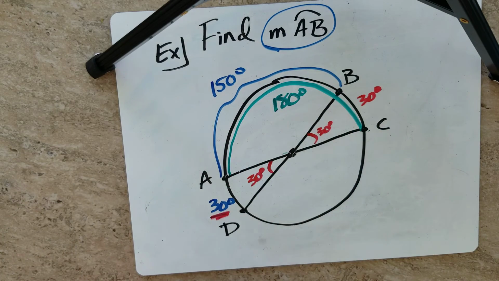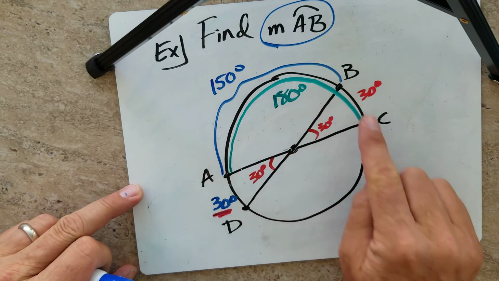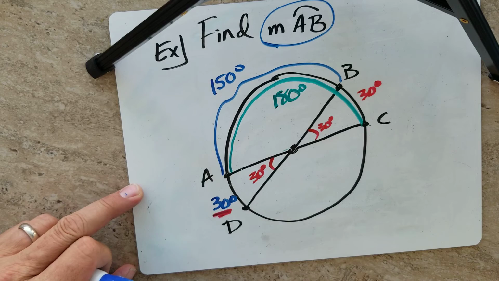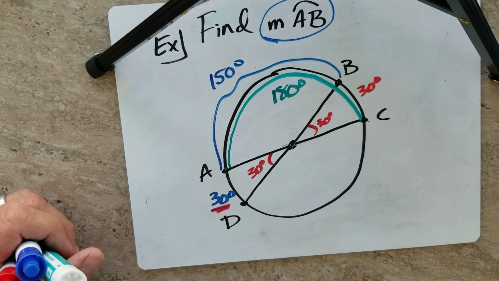These are the kinds of things you're going to look for. I want you to look for diameters, because that's 180 degrees, and I want you to look for vertical angles. If you keep those two things in mind, today's assignment's going to be a little bit easier.